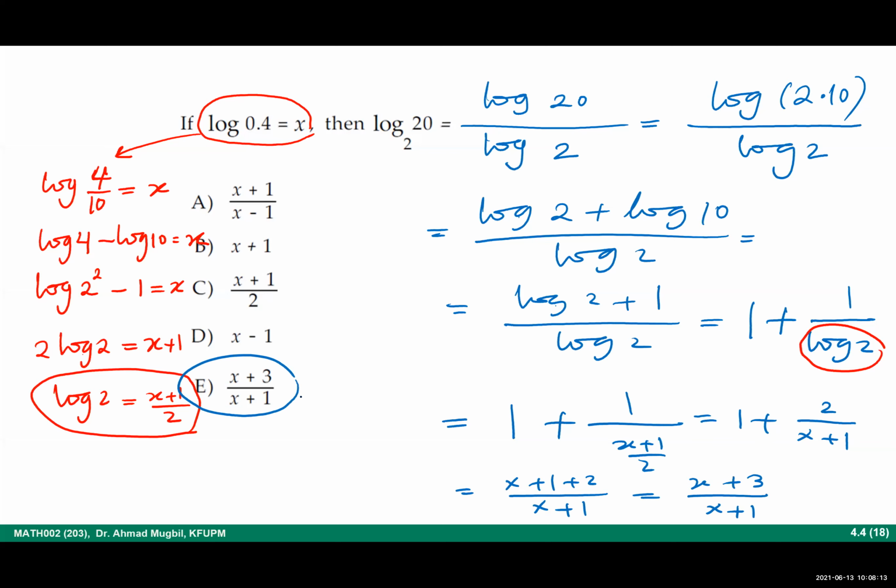There are many types of this question, ya shabab. I will leave it for you to practice. I think we have practiced more than enough.